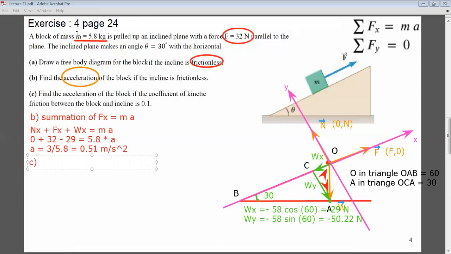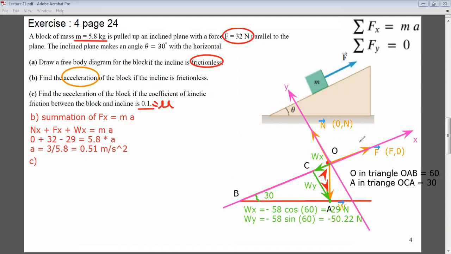Find the acceleration. So now I also have to find the acceleration, but this time, if the coefficient of kinetic friction between the block and the incline equals 0.1. So this is mu, it's equal to 0.1. So now there is friction. Now I have to repeat the whole thing.